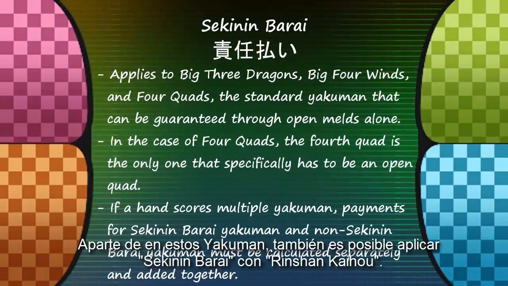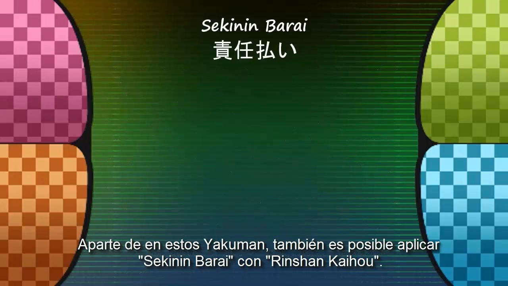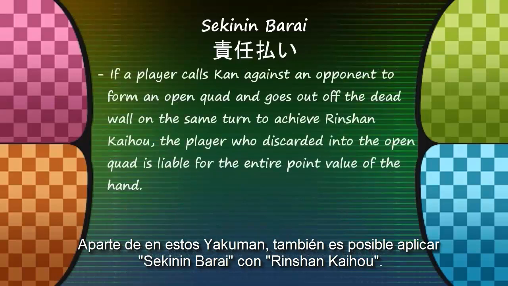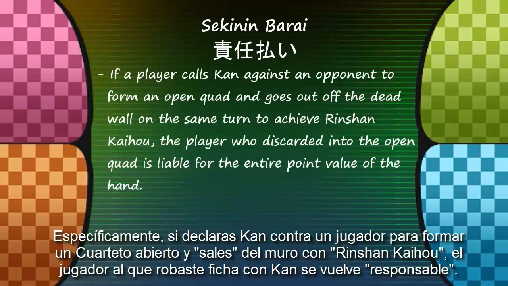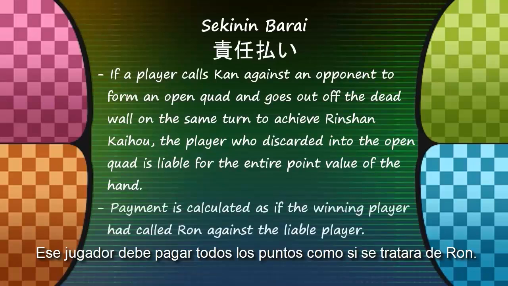In addition to the aforementioned Yakuman hands, Ryanhan Kaiho is another case in which it is possible to apply the rule of Sekinin Barai. Specifically, if you call Kan against an opponent's discard to form an open quad, and then on the same turn you go out off the dead wall to achieve Ryanhan Kaiho, the player who discarded into your open quad becomes liable for your win. That player must pay the entire amount of points for your hand as if you had called Ron against them.